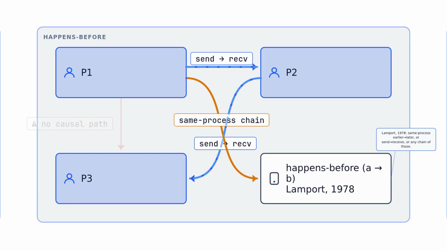Leslie Lamport, 1978. Event A happens before event B only if you can trace a path. Earlier on the same machine, or A sent a message B received, or a chain of those. No clock anywhere, just cause and effect.